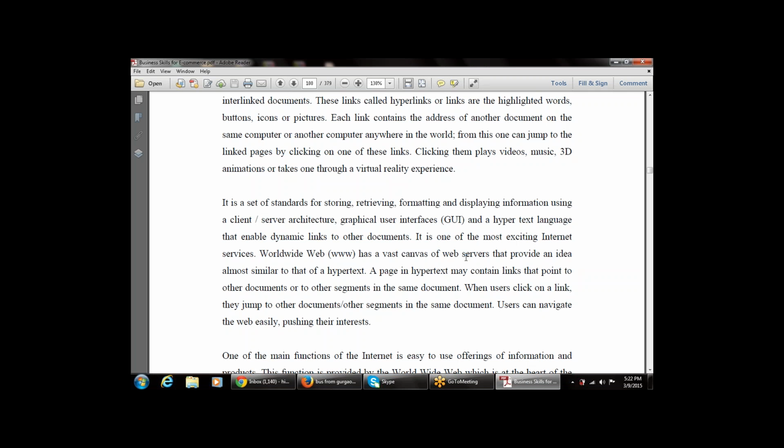Whenever a user clicks on a link, they jump to the other document. So whenever I click on any link that contains the address of another document, they jump to the other documents, or other segments in the same document. Users can also navigate the web very easily, pursuing their interests.